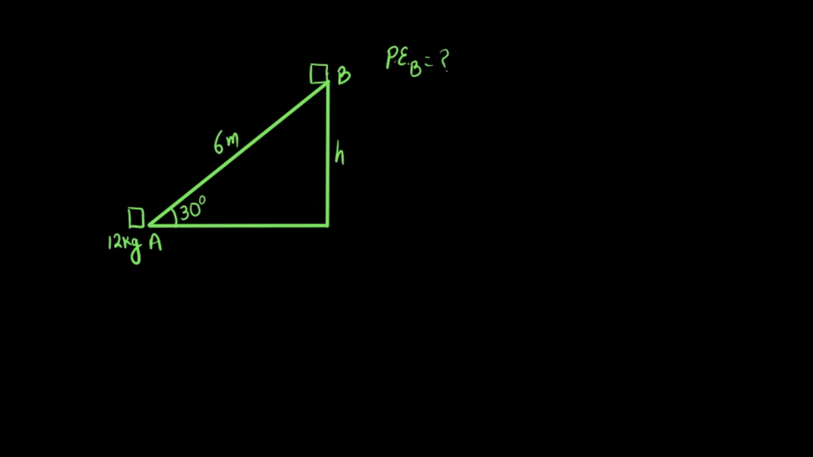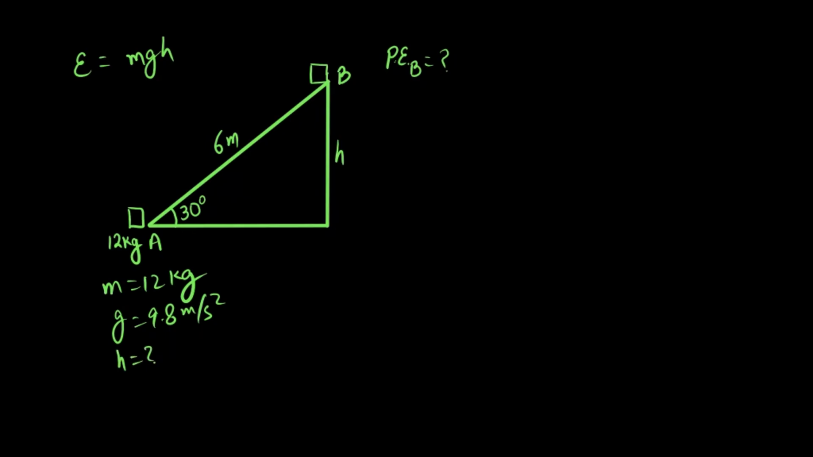The formula is mgh, but this is not your height. The height is always the perpendicular distance. So the height from point A to B is this one, h. In this problem, we don't know what h is. So before applying the formula mgh, we need to find out all the information. We have m as 12 kg. We don't know the h. G of course is 9.8. So let's try to find out h.